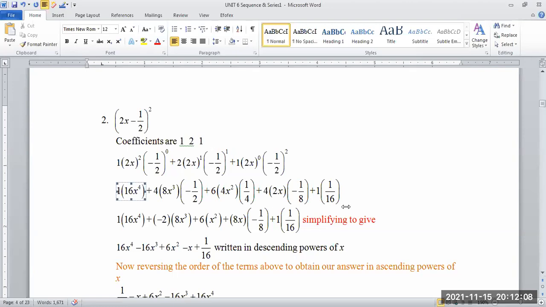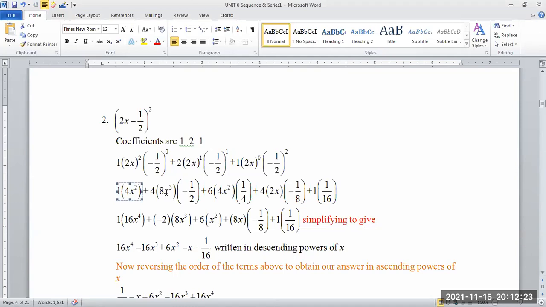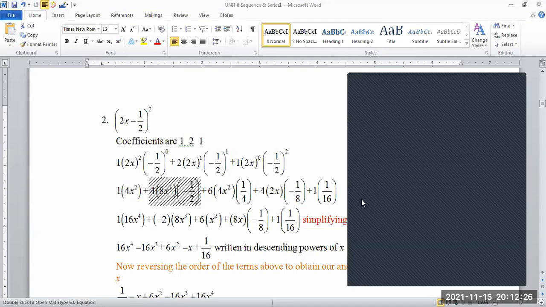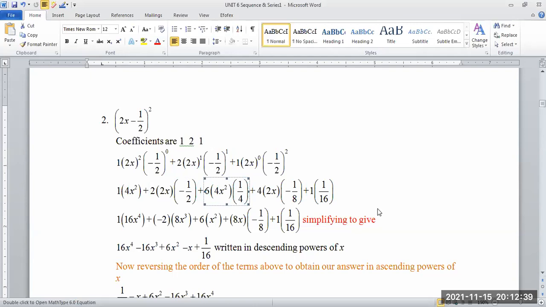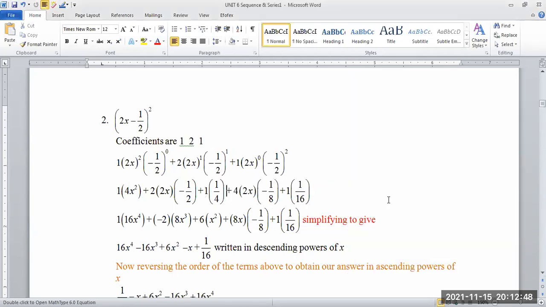Then what do I say? 2x to the second power is going to be 4x squared. And of course, negative 1/2 to the 0 is just 1. The other one is 2 times 2x, that's to the first power, and that's negative 1/2. And then the last piece is going to be 1/4. Look at that line and tell me if you agree.